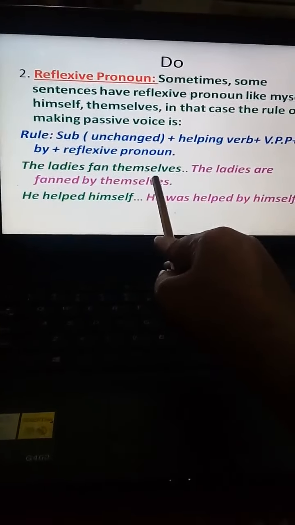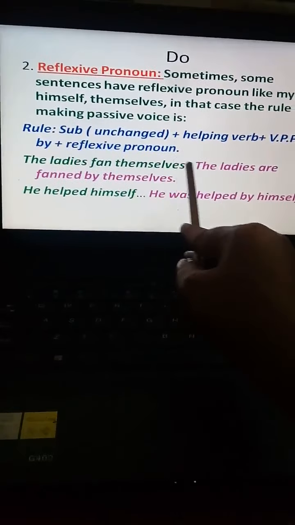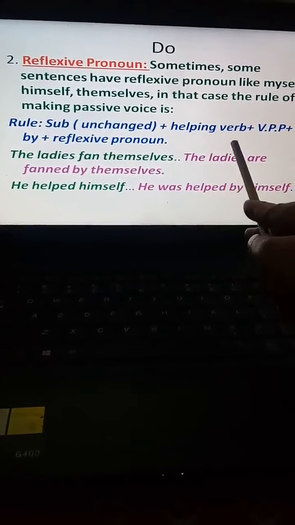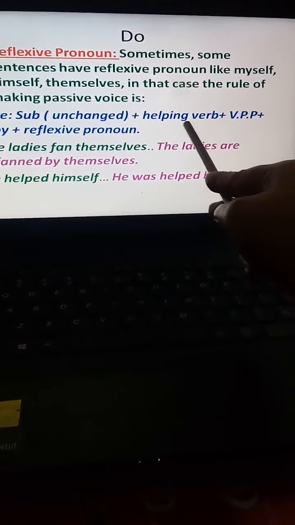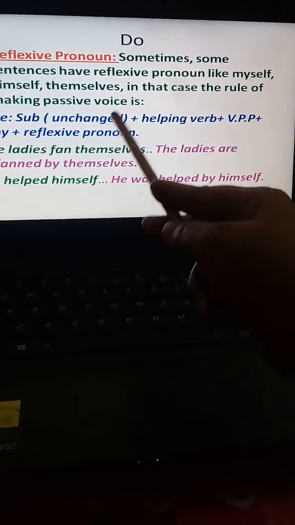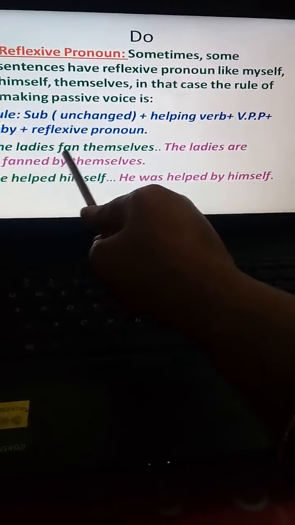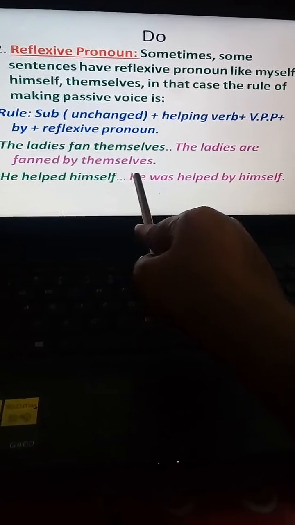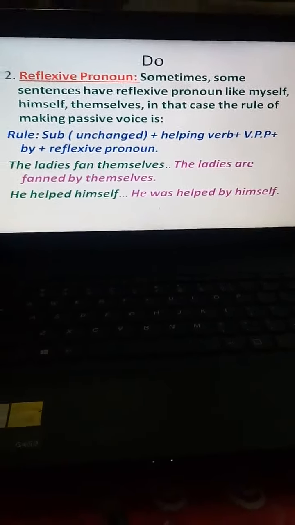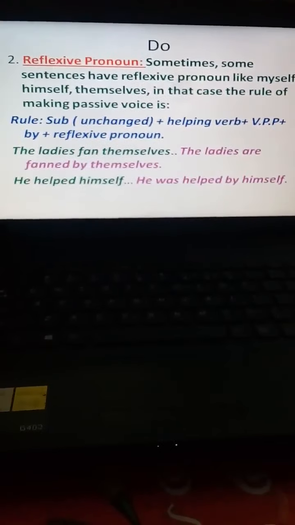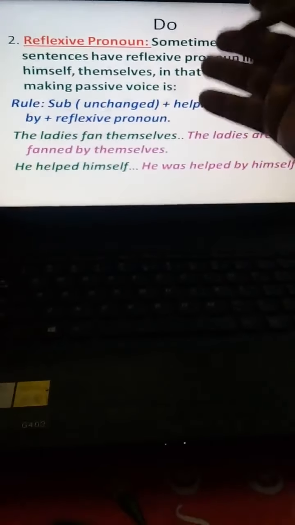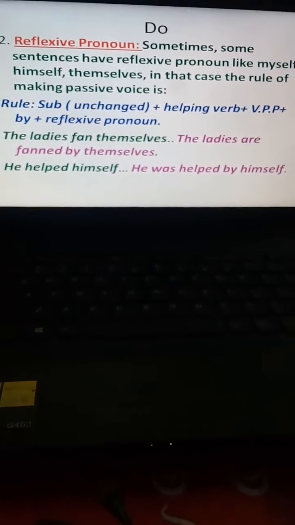So the ladies is used as the subject of the passive form. Again, "The ladies are fanned." Fanned is the past participle form of fan, by themselves. "He helped himself." "He was helped by himself." This rule is, I think, very easy.